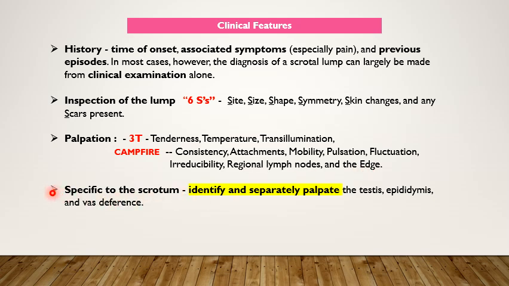Then you must be very careful. The lump must be very carefully examined, specific to the scrotum, and you identify the various parts of the scrotal mass lesions separately from each other. So you must make sure you identify its relationship to the testes, the epididymis, and the vas deferens.